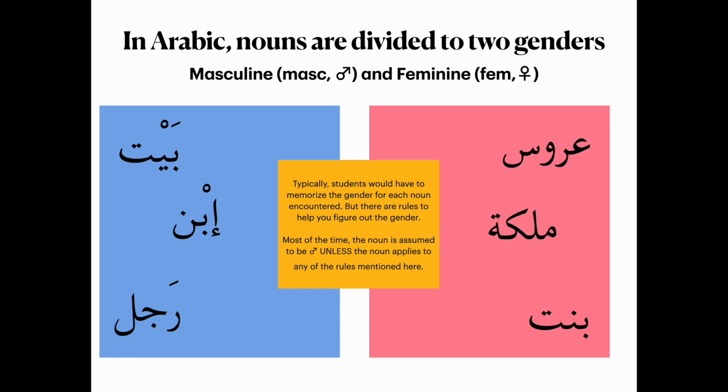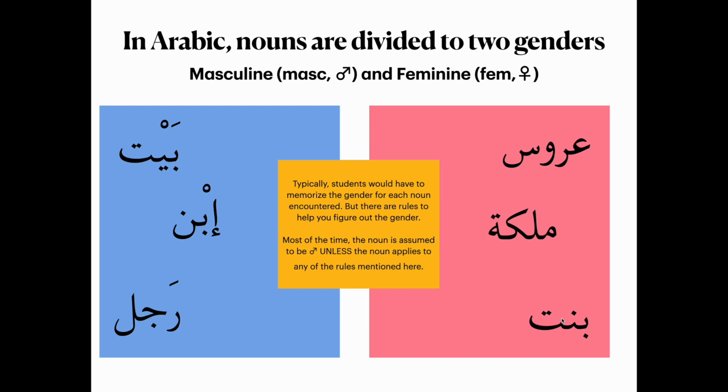So as you see, we have these wonderful words written on the left side. Bait is house, ibn is son, and rajul, which is man. And on the right side we have orus. Orus is bride, Malika is queen, and bint is daughter. So typically Arabic speakers don't even need to worry about whether something is masculine or feminine. They already know it. But how do students learn it?